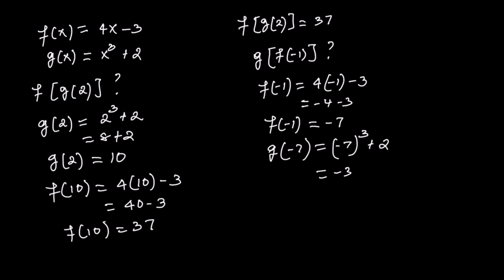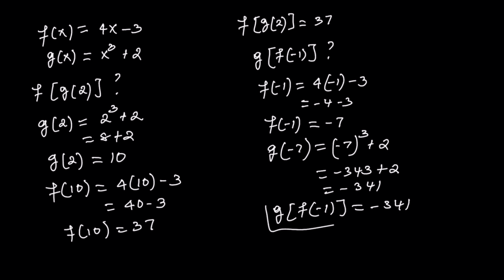which gives negative 343 plus 2. g of negative 7 is negative 341, meaning g of f of negative 1 is negative 341. And that's how you evaluate composite functions step by step.